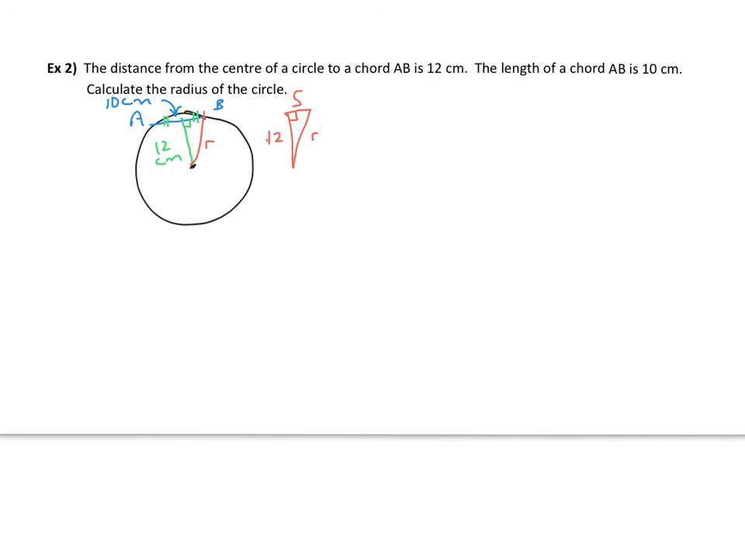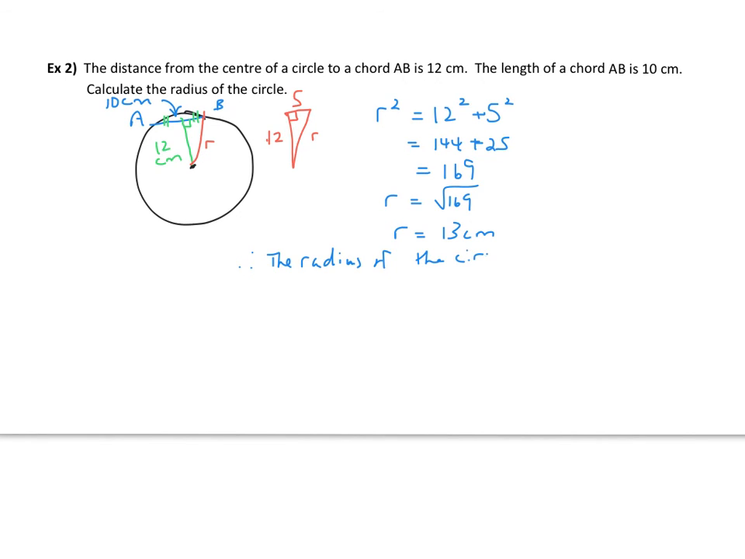So this time it's the hypotenuse we're going to find. So again, Pythagorean theorem will finish that off nicely. So my hypotenuse squared, r squared, is going to equal 12 squared plus 5 squared. So that's 144 plus 25, which is 169. And the square root of 169 will be 13. So r is going to equal the square root of 169, which we know is 13. So the radius of the circle is 13 centimeters. There we have it.